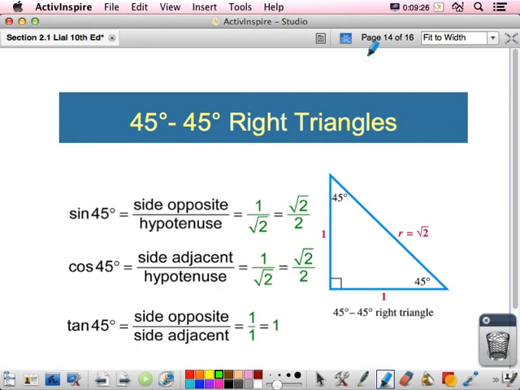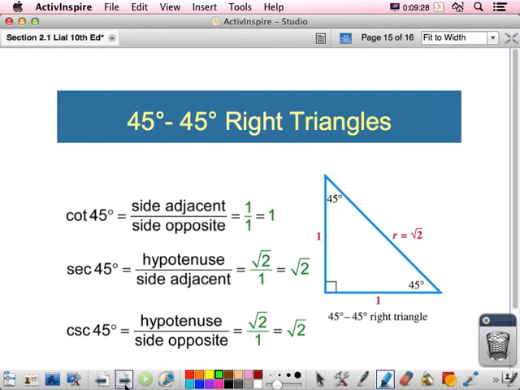If you're interested, you could also do the reciprocals. You can see there where we did the reciprocal of tangent, cotangent, and got 1. For 45 degrees, the reciprocal of cosine is secant, so we get square root of 2. And the reciprocal of sine is cosecant, and when we flip square root of 2 over 2, we end up getting square root of 2. You can usually find those. If you know one, you can find the other.